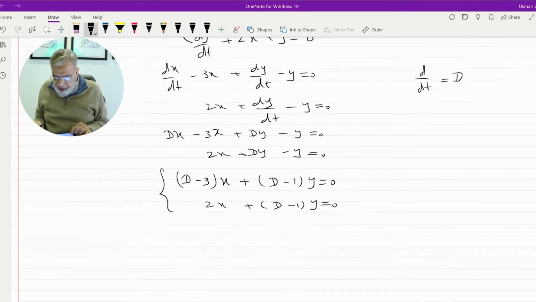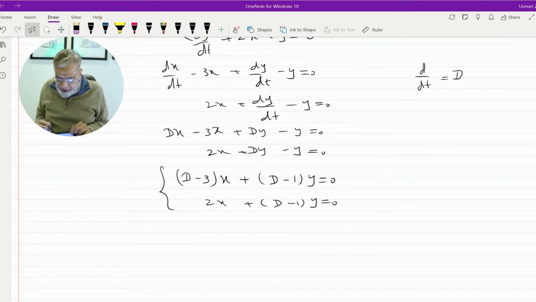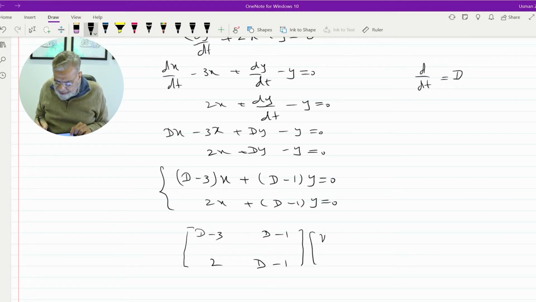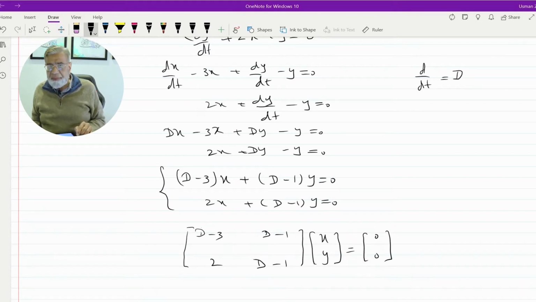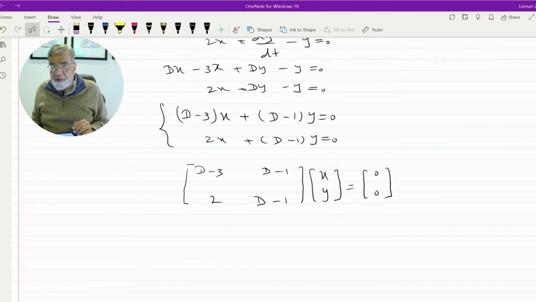We can go further and write it in matrix form. This is my D minus 3, D minus 1. I have here 2, and D minus 1. And then I have the column matrix x, y. And on the right hand side we have 0. This is the matrix form. You know that we use the system of linear equations in matrix form, as well as in equation form, and use the inverse matrix to solve it. So these are all ideas for a system of linear equations.